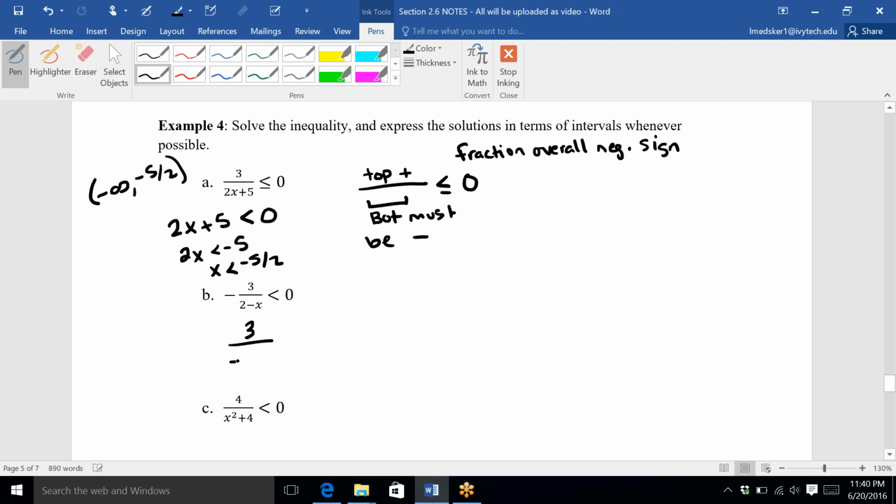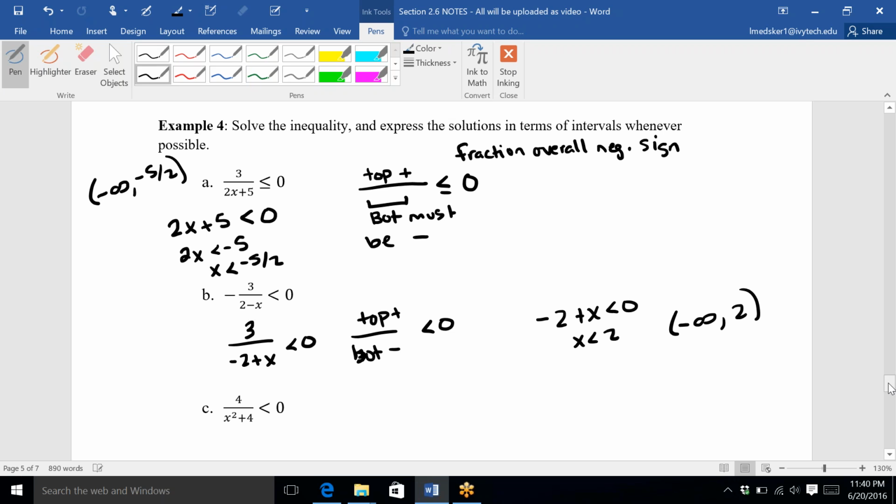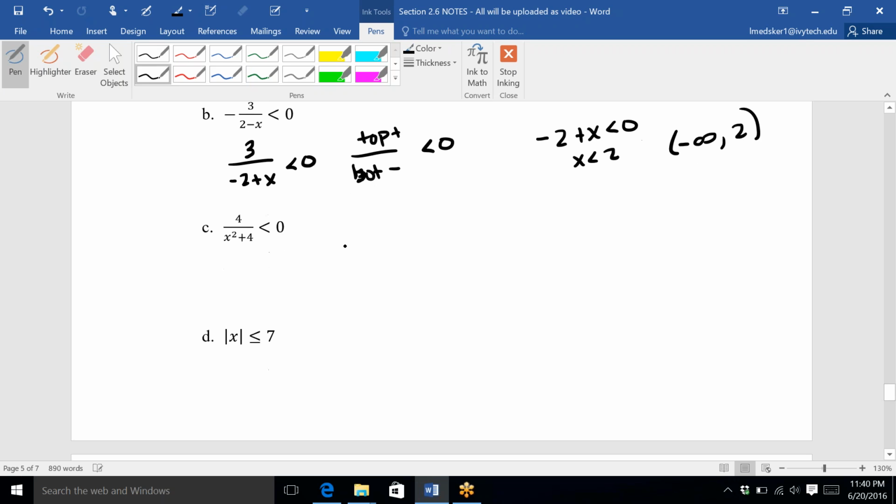So if we distribute it to the bottom, that would change both of the signs in the bottom. Notice that the top is positive again, and we want to be less than 0 again. So that means that your bottom must be negative because you want opposite signs. So we'd let negative 2 plus x be less than 0, and we find out that x has to be less than 2. So from negative infinity to 2.